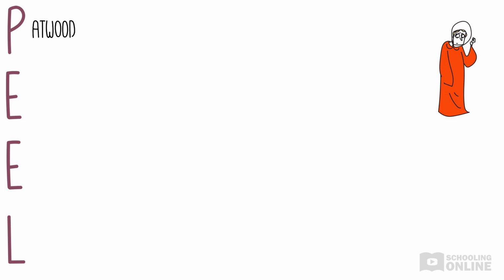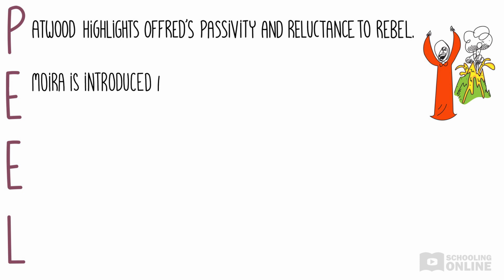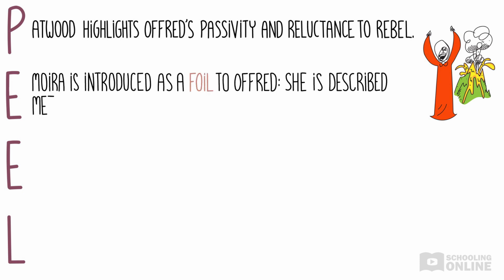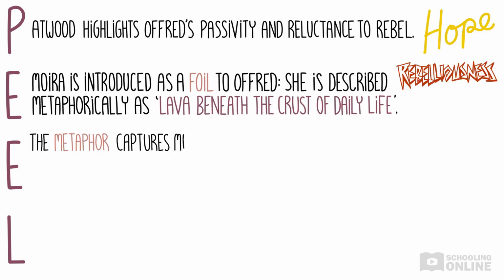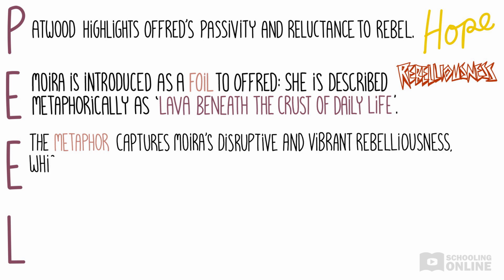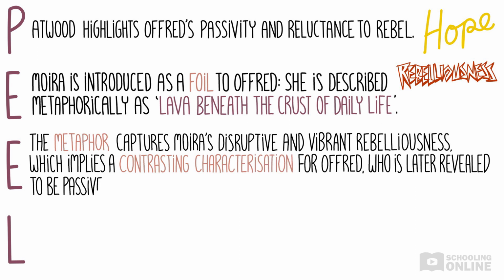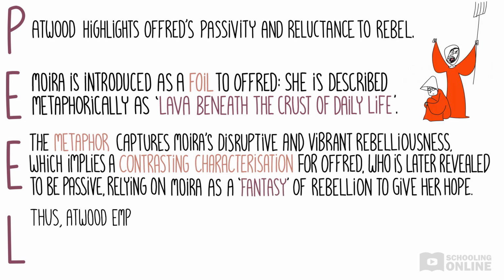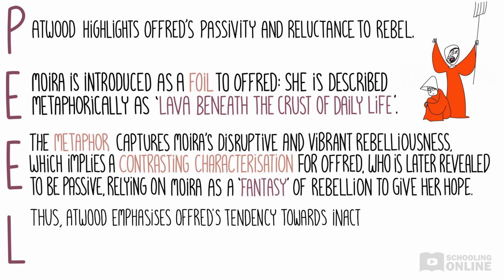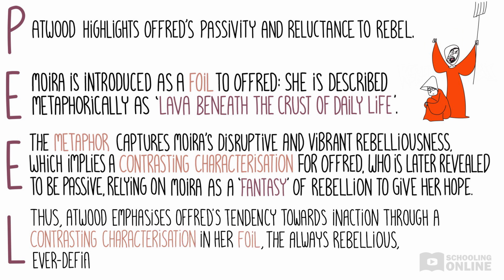Let's try putting that information into a PEEL paragraph. Atwood highlights Offred's passivity and reluctance to rebel. Moira is introduced as a foil to Offred. She is described metaphorically as lava beneath the crust of daily life. The metaphor captures Moira's disruptive and vibrant rebelliousness, which implies a contrasting characterisation for Offred, who is later revealed to be passive, relying on Moira as a fantasy of rebellion to give her hope. Thus, Atwood emphasises Offred's tendency towards inaction through a contrasting characterisation in her foil, the always rebellious, ever-defiant Moira.